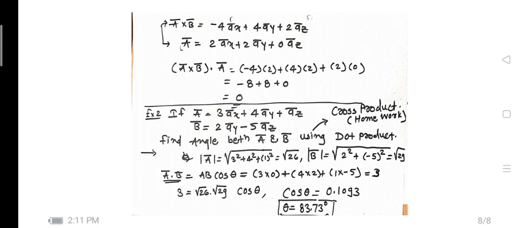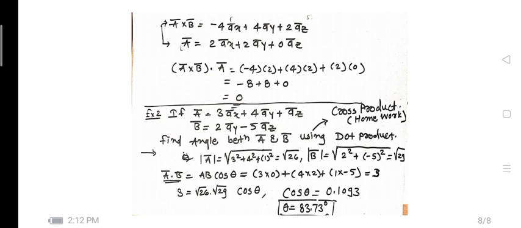Let us solve one more example. If vector a bar is equal to 3 a bar x plus 4 a bar y plus a bar z, and the second vector b bar is 2 a bar y minus 5 a bar z, find the angle between a bar and b bar by using dot product. To obtain the angle between those two vectors by using dot product, you must first find out the magnitude of those two vectors, because as per the definition we require the magnitude. If we know the magnitude and the dot product, you can easily find out theta, right?